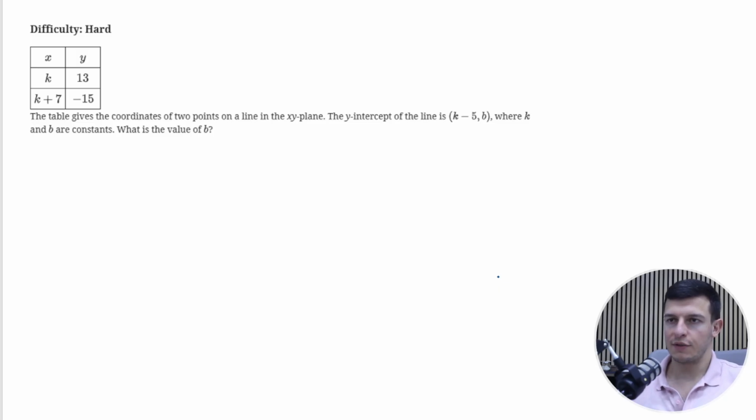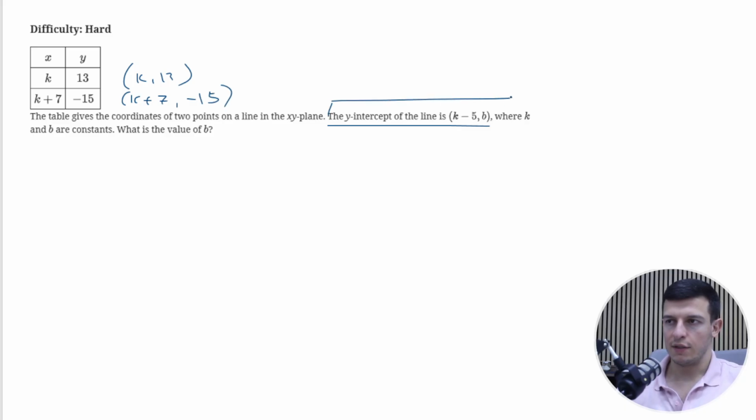The table gives coordinates of 2 points on a line in the xy plane. The y-intercept of the line is (k minus 5, b), where k and b are constants. What is the value of b? Okay, we're given 2 points: (k, 13) and (k plus 7, negative 15).